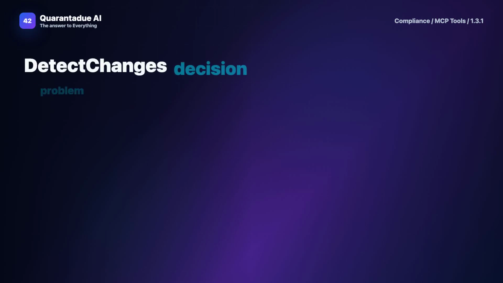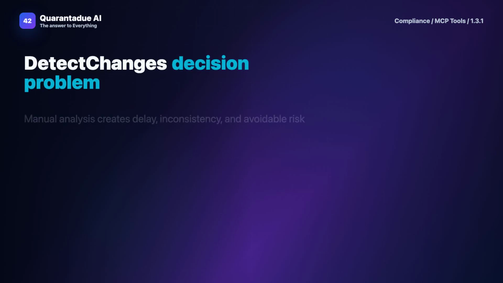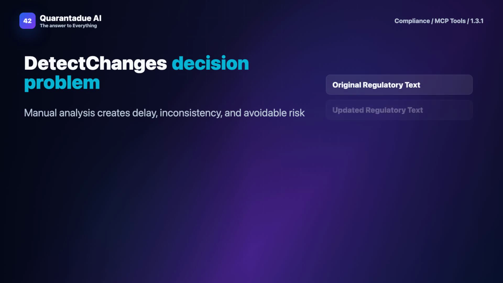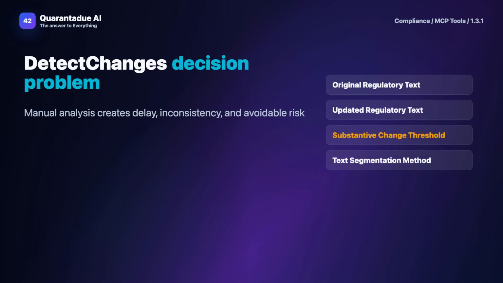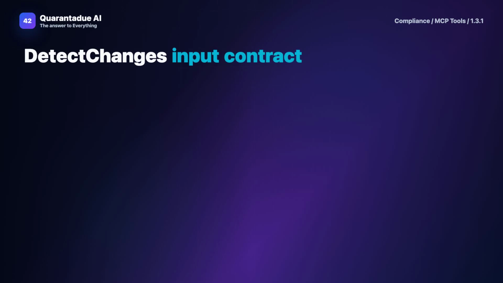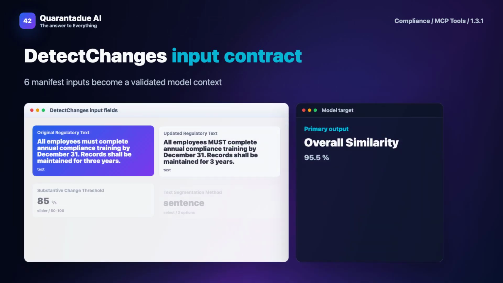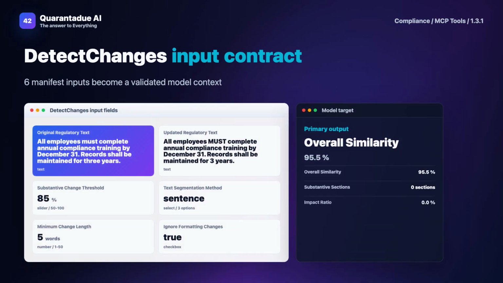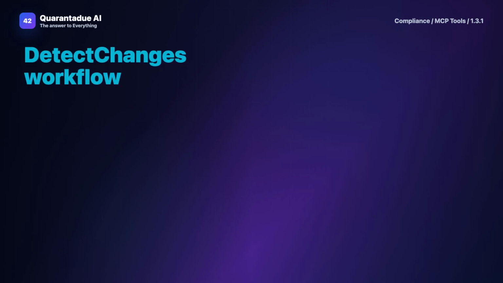Detect changes narrows that process into a repeatable model so teams can compare cases without rebuilding the logic each time. Detect changes starts with a defined input contract. Typical inputs include original regulatory text, updated regulatory text, substantive change threshold, text segmentation method, and minimum change length. Keeping these fields explicit reduces ambiguity and makes every run easier to audit.